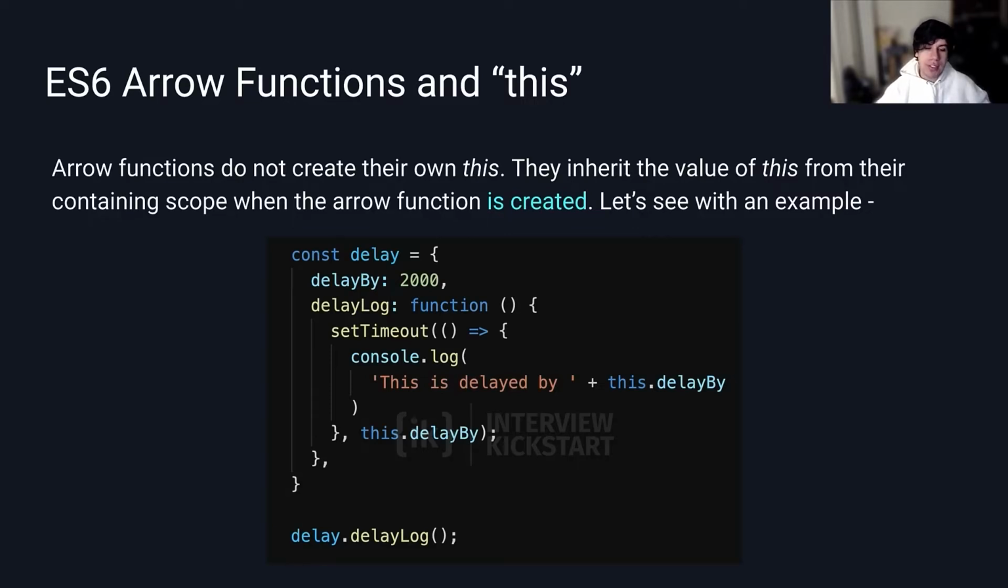So after 2 seconds, this inner function is going to run and it's going to print "this is delayed by", and then this.delayBy, which is going to print 2000. If this was a normal function declaration in setTimeout, it wouldn't work. It would say "this is delayed by undefined", or it might even throw an error if we're in strict mode, because in strict mode, when this isn't set, it'll just be undefined.